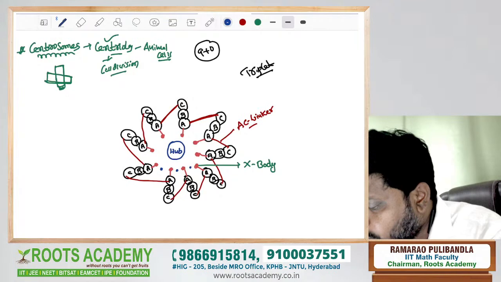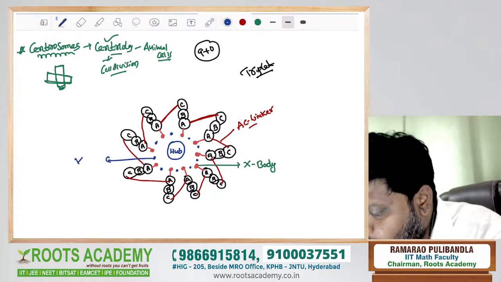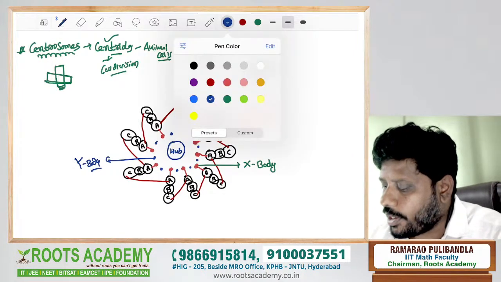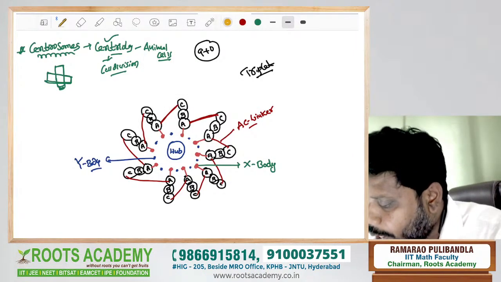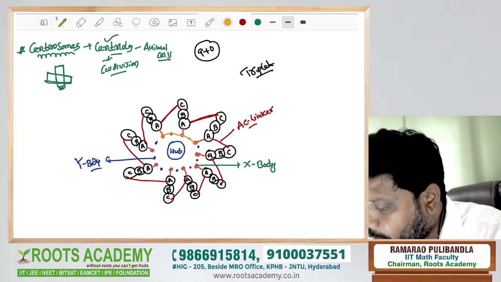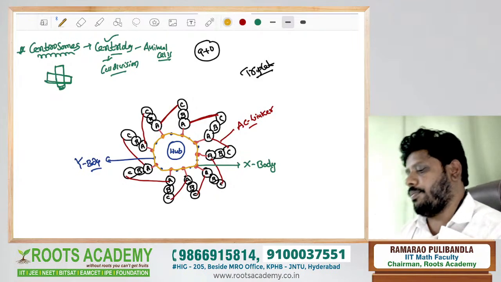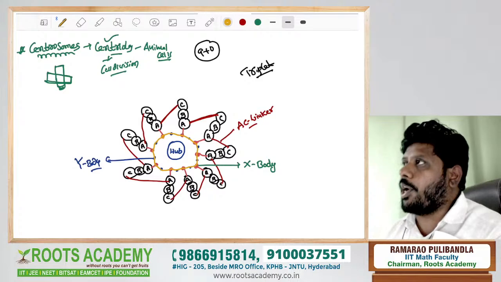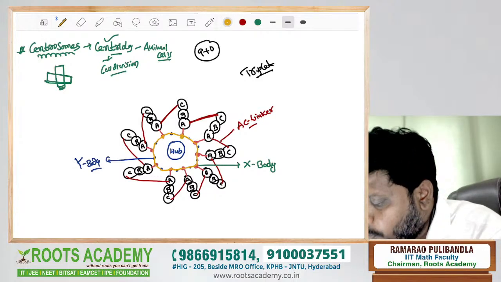So every X body is alternated with what? Y bodies. Finally, X body and Y body, X body, Y body, are connected with each other. They join together like this. Finally, X body and Y body all are connected with each other.